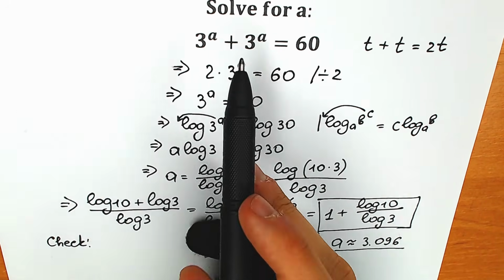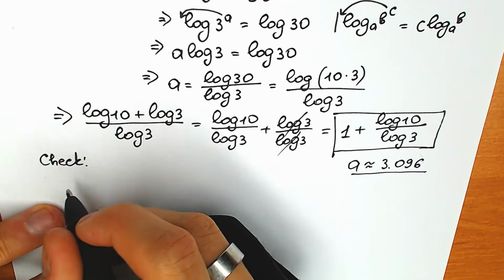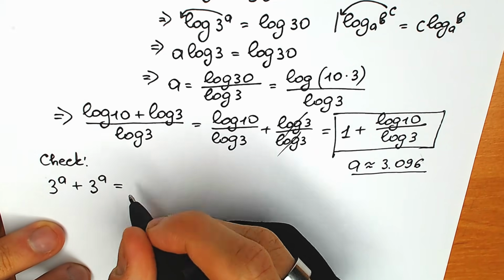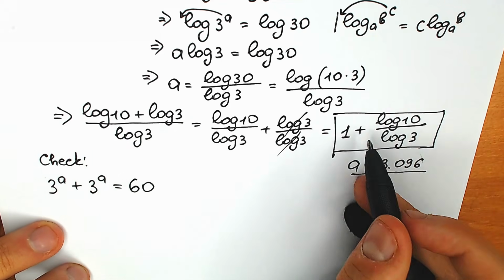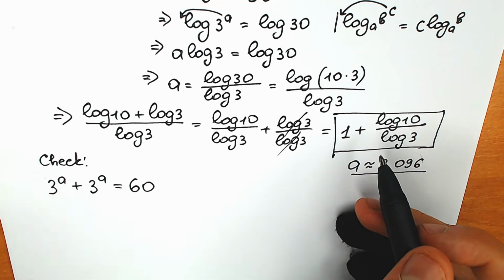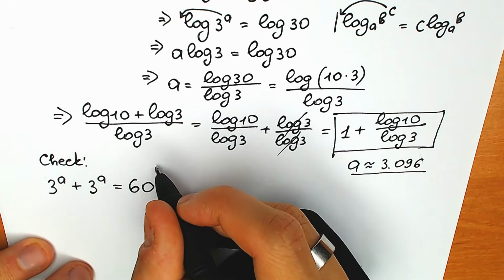Here's our question from the beginning. 3 to the a plus 3 to the a equal to 60. Yeah, so we have 3 to the a plus 3 to the a equal to 60. And right now, let's plug in instead of a, this is our answer, let's plug in this expression instead of a. But I recommend you to write it in a different way. So for proof, let's use this variation.